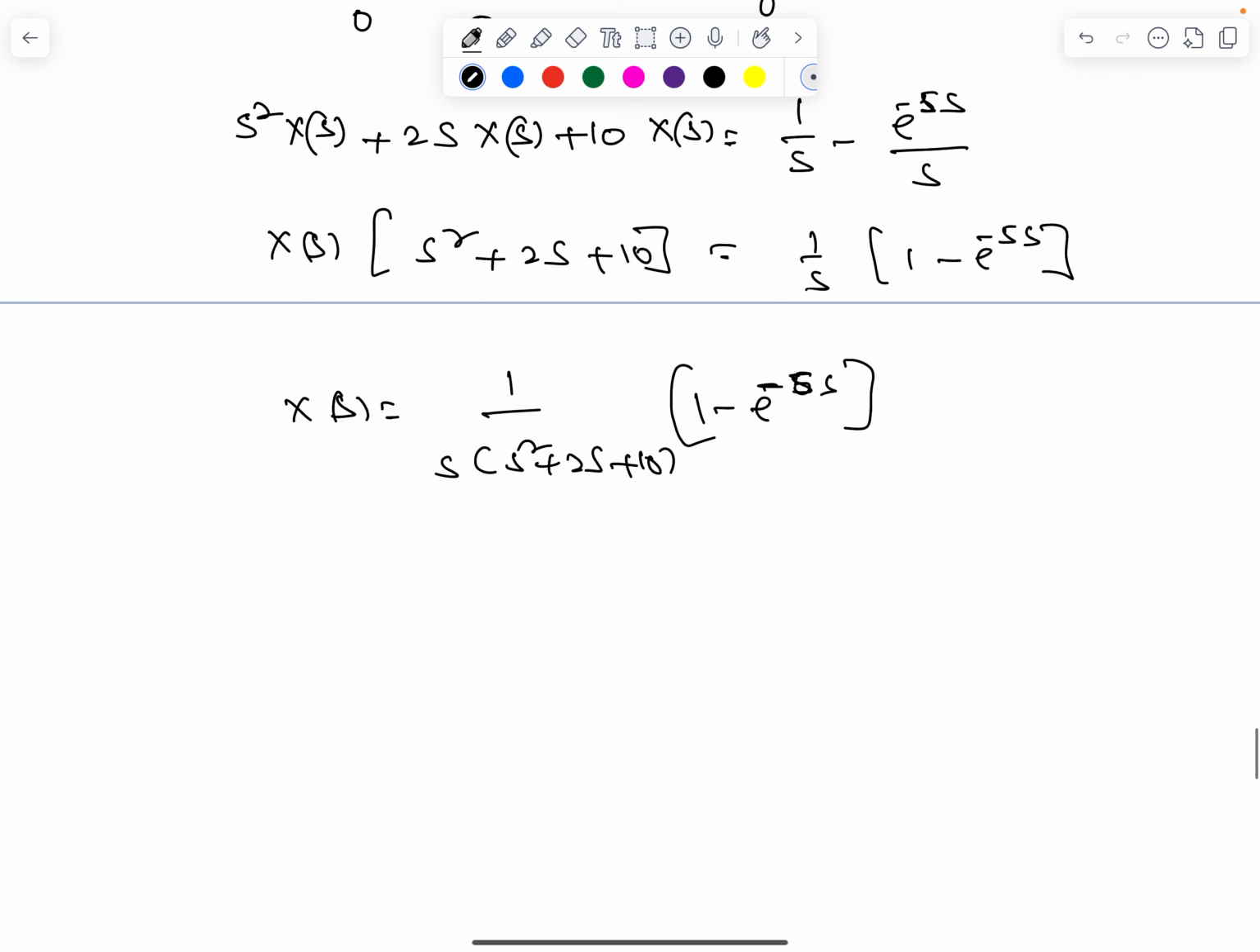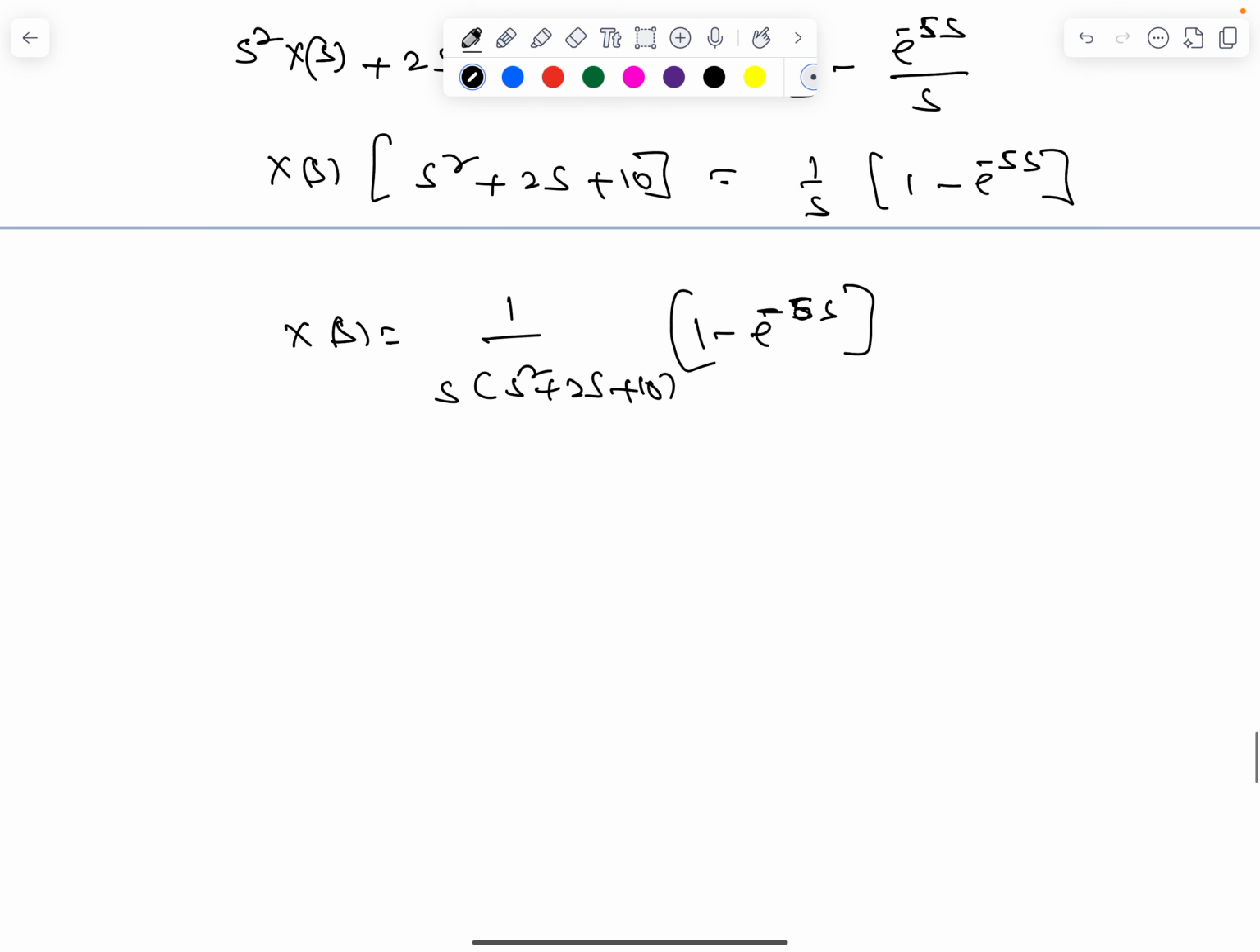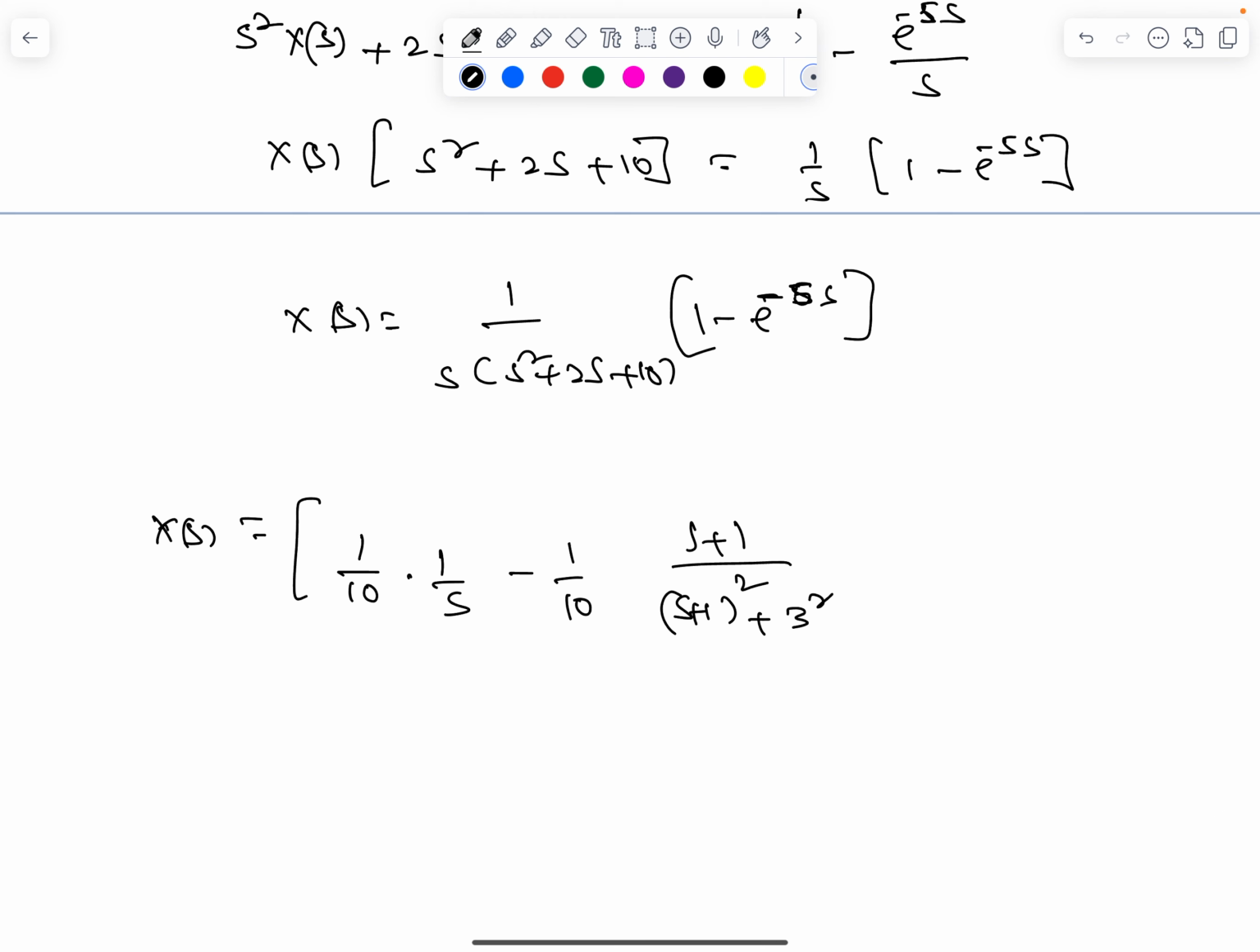This is the term that we have. Now, if you apply partial fractions, you will be getting X(s) is equal to 10 divided by... 1 by 10 into 1 by s minus 1 by 10 into (s plus 1) divided by (s plus 1) whole square plus 3 square, and minus 1 by 3, 1 by 3 divided by (s plus 1) whole square plus 3 square, multiplied with (1 minus e power minus 5s).